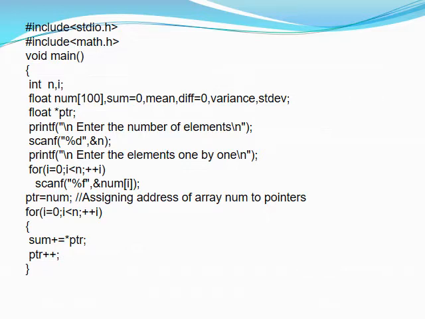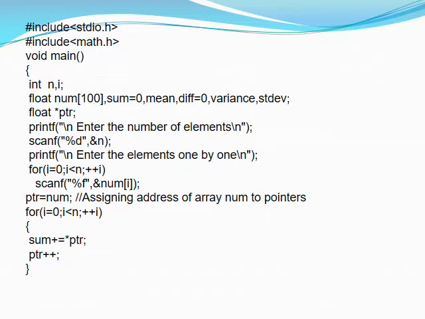So in the program we have taken void main. After that we are reading int n, i. So n is for the total number of elements which we are going to enter in an array, followed by float type num[100]. So that is an array of type float we have taken to store n number of elements, followed by sum variable to calculate the sum, mean to calculate the mean, difference, variance and the standard deviation.